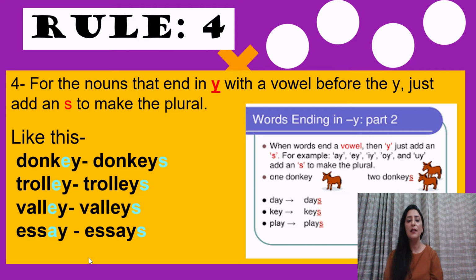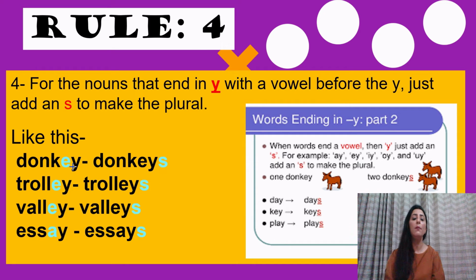Now let us see some examples here. Now the word donkey. We see before Y, there's a vowel E. We know A, E, I, O, U are vowels. So before Y, there's a vowel E. So we'll simply add S to the word to form its plural.